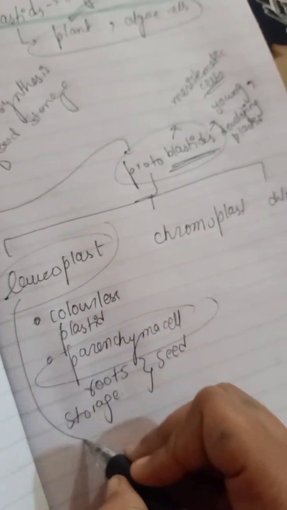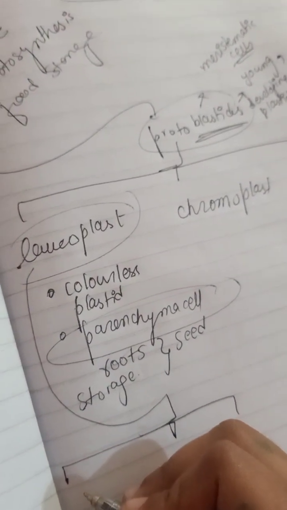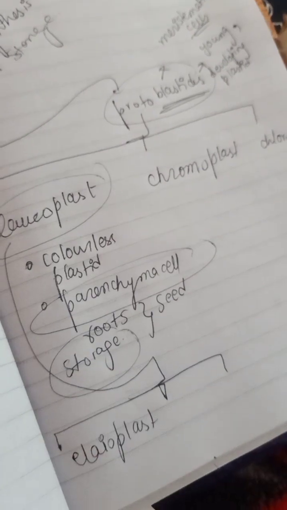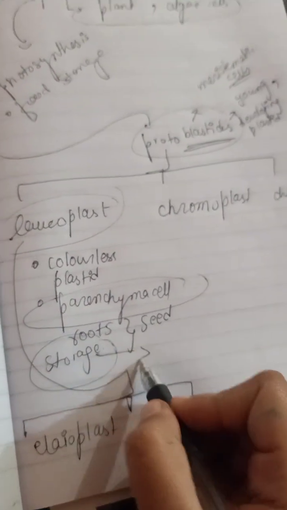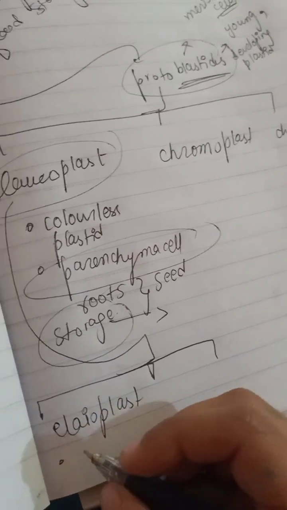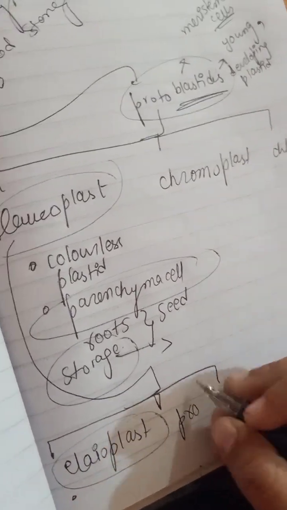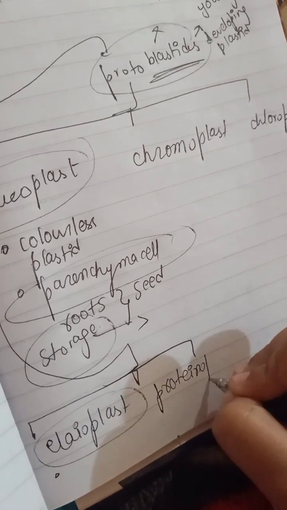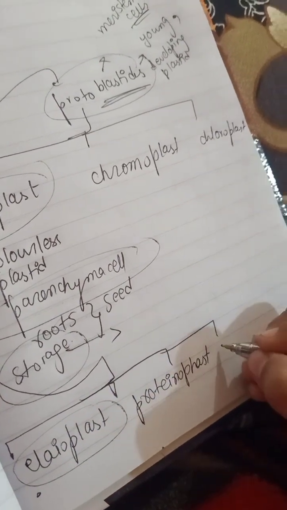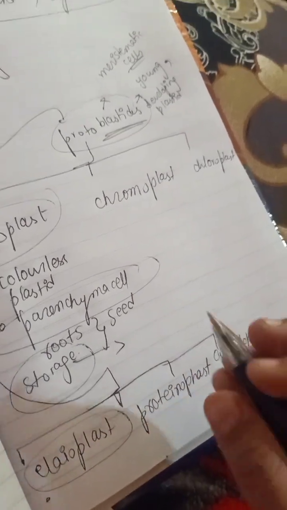Leucoplast is basically divided into three plastids. As you all know, they do the storage work, so depending on the different substances stored: if lipid is stored, we call that an elaioplast. If protein is stored, we call that a proteinoplast. And if starch is stored, we call that an amyloplast.